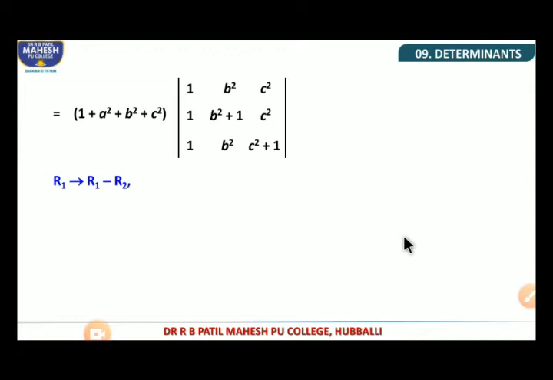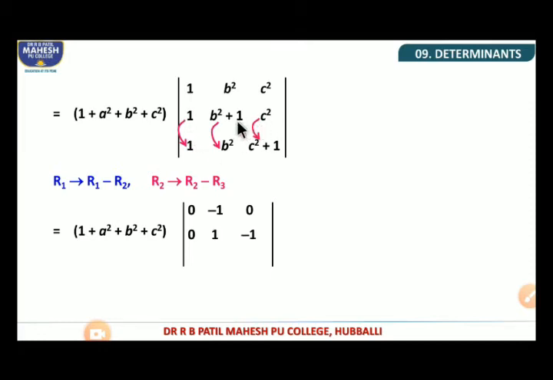Now we have seen all the elements are 1 in the first column, so we will apply R1 changes to R1 minus R2, and we have 1 plus a square plus b square plus c square into, here we have to operate this one. 1 minus 1 is 0, b square minus 1 means it is minus 1, c square minus c square is 0. And the second operation R2 changes to R2 minus R3, so that we have 1 minus 1 is 0, b square plus 1 minus b square is 1, and c square minus c square minus 1, the remaining is minus 1. The third row is written as it is, 1, b square, c square plus 1.